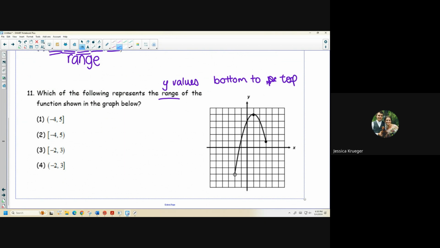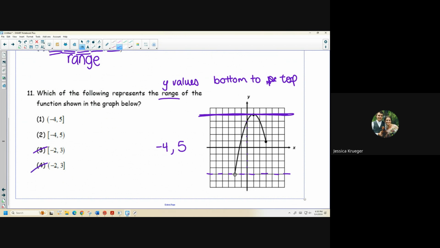So if I look at the lowest point of this function, it's down here. That's at -1, 2, 3, 4. So it looks to me like it starts at -4. The highest point this function goes is up here, which is 1, 2, 3, 4, 5. Now the difference, I can get rid of these. Those are my domain.